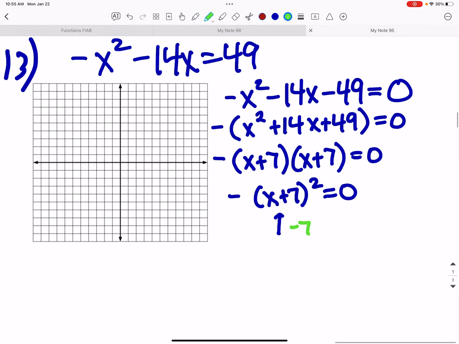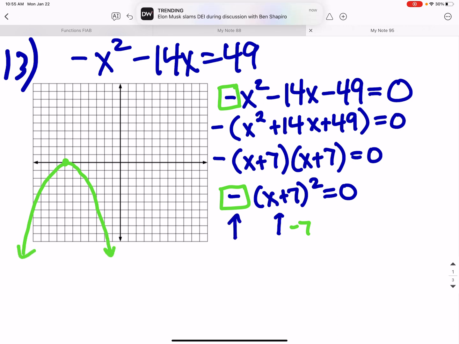So we'll put negative 1, 2, 3, 4, 5, 6, 7. And I know this thing turns upside down because anytime you have a negative in front of the x squared, it's going to be an upside down U. So this thing is going to look like this. Do I care exactly where? Not really. I just need to know that it's upside down and it touches the negative 7 spot just once. So x equals negative 7.